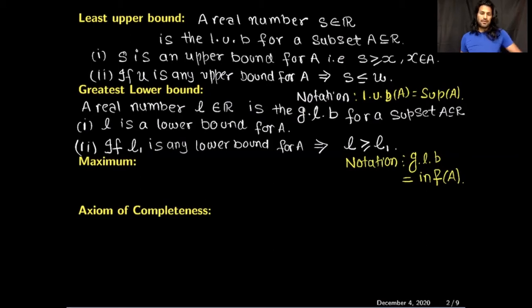Now I have one more definition which is new for us, which is the maximum. Because sometimes there is a very minor difference between the definition of the maximum and the least upper bound, and students get confused about what the difference between them is. So let me first write down the definition, then I will tell you what the major difference between the maximum and the least upper bound is.